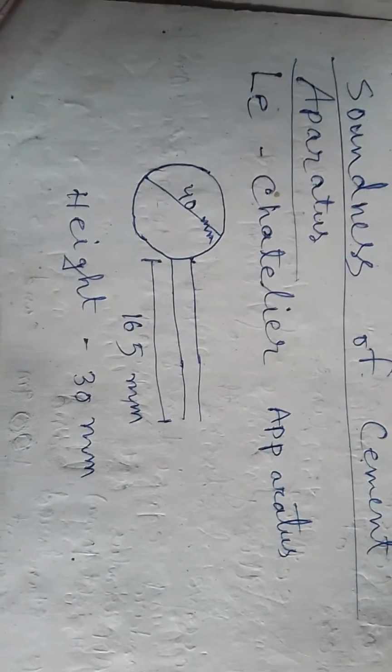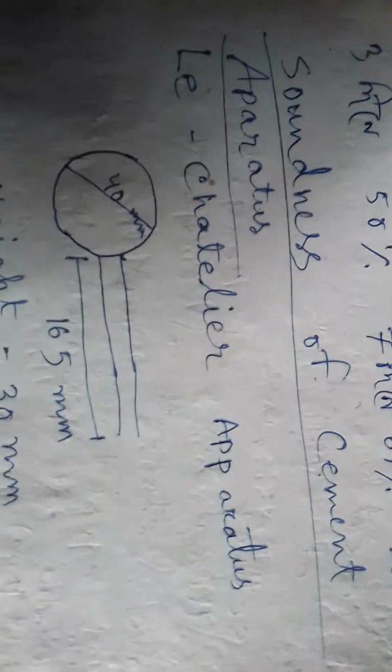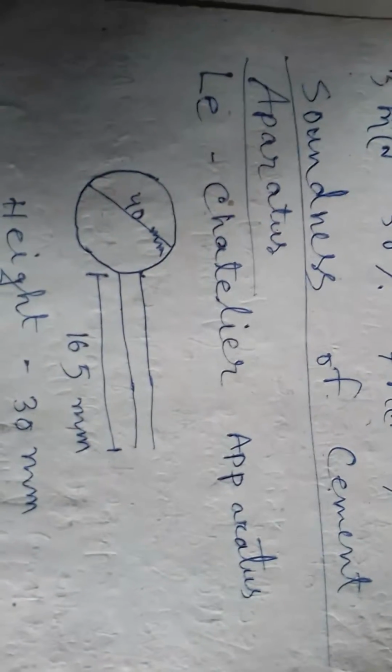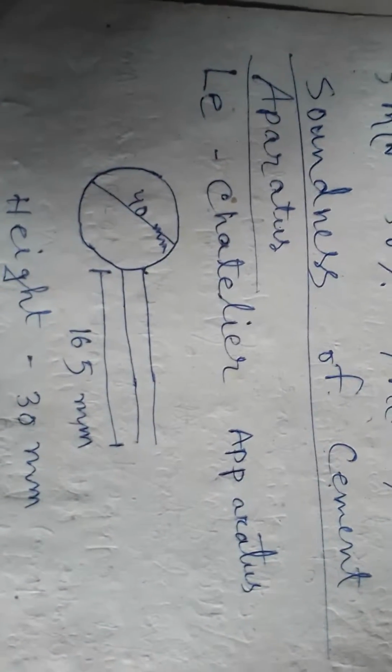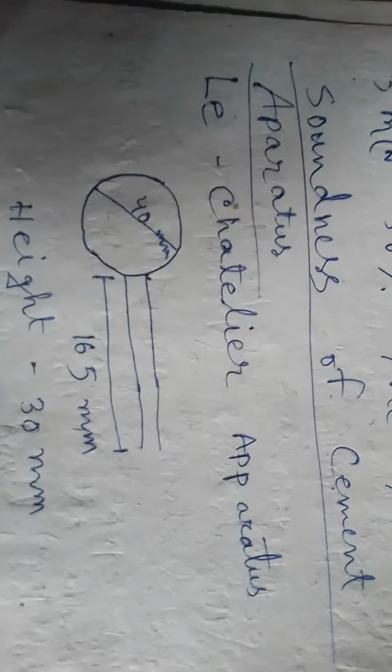Next, the soundness test of cement. It is done by the Le Chatelier apparatus. It is 30 mm in diameter and 30 mm in height, and it is attached to indicator arms 165 mm long along with the pointer.